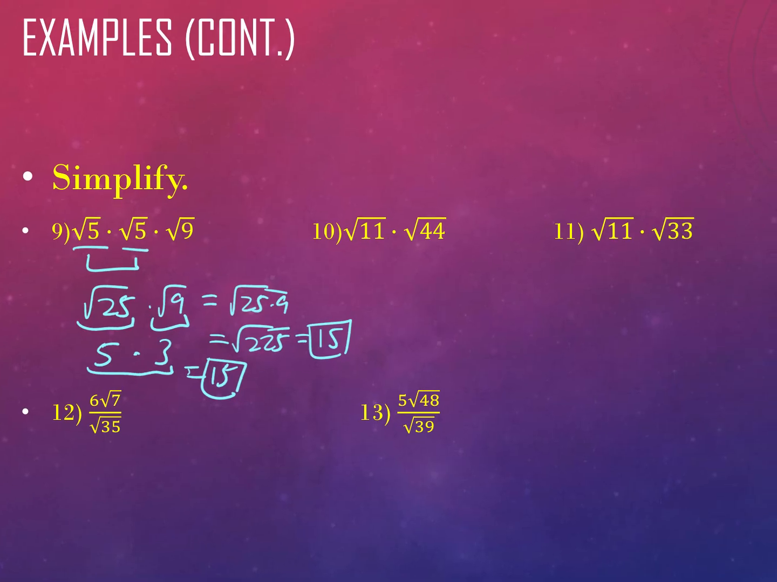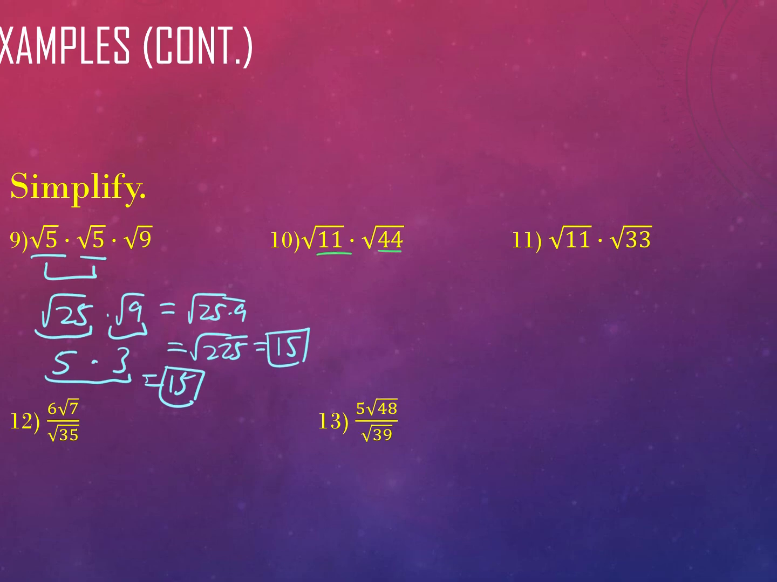Just like with number 10, I definitely don't want to do 11 times 44 and try to find the square root of that big number. But what I can do instead is try to simplify the inside of these radicals a little bit more. So I get the square root of 11, and the square root of 44 is the same as the square root of 4 square root of 11.